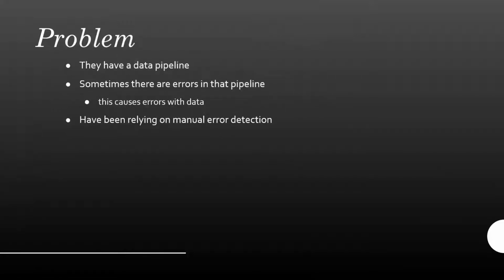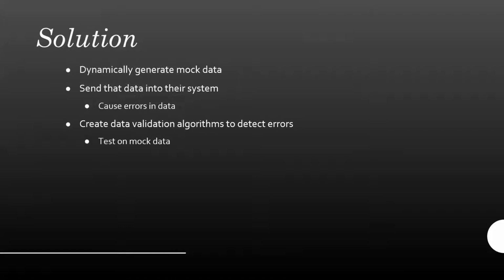Bushel has a large and complex data pipeline. This data moves through several databases, microservices, and APIs. Sometimes a portion of that pipeline is down and malfunctioning, causing errors in the data. So far, Bushel has been relying on manual error detection, which means if something goes wrong with the data, usually someone notices and calls Bushel about it. Our solution is to create an automatic error detection system that will notify Bushel which data is missing or incorrect.